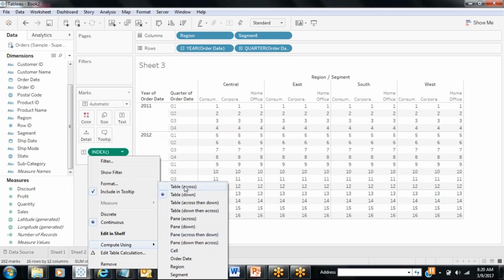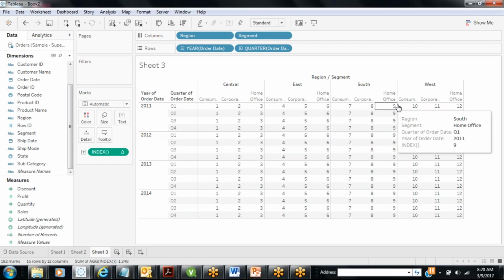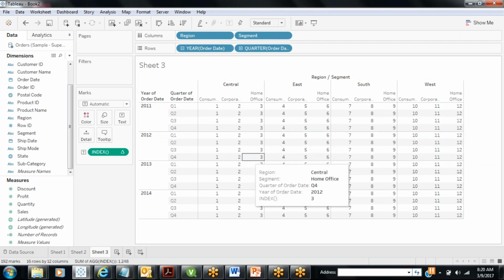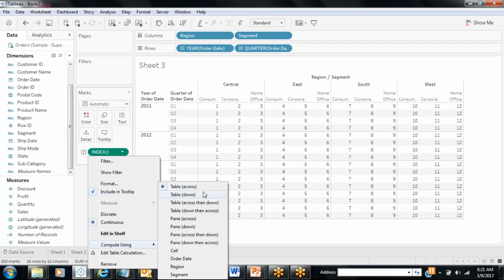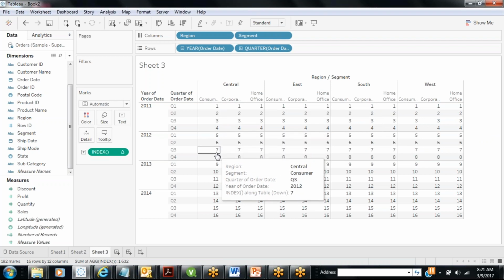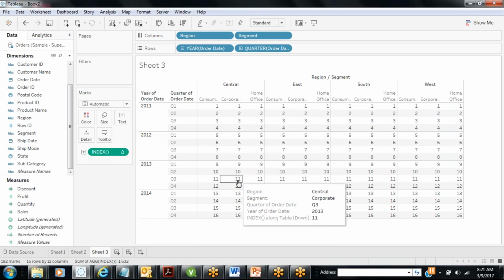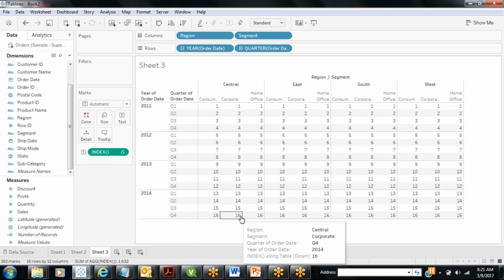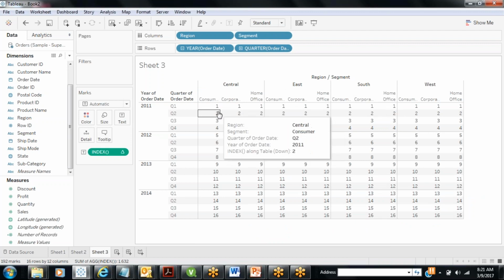By default it is table across. Now you see 1, 2, 3, 4, 5, 6, 7, 8, 9, 10, 11, 12, and again 1, 2, 3. So it goes this way. If I use this compute using and make it table down, it will be like this: 1, 2, 3, 4 up to 16, and again 1, 2, 3, up to 16. So it goes like this. This is table across and this is table down.